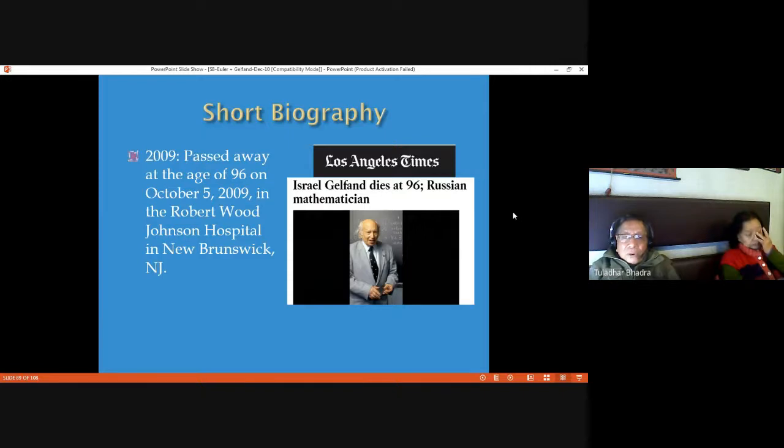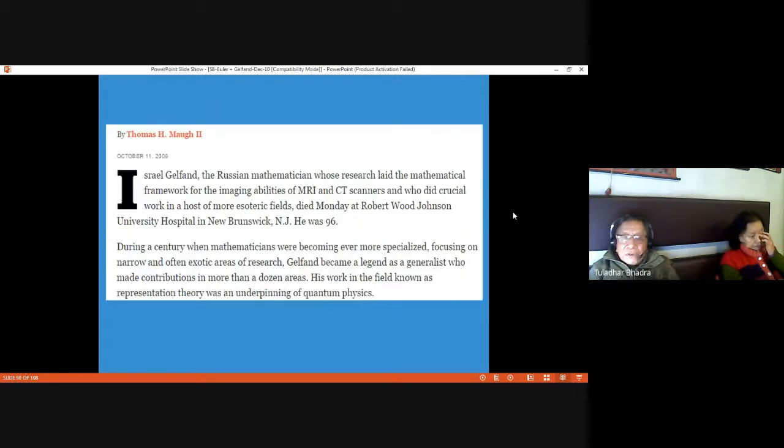So he passed away at the age of 96 on October 5, 2009, at the Robert Wood Johnson Hospital in New Brunswick, New Jersey. The Los Angeles Times reported that Israel Gelfand, the Russian mathematician whose research led to the mathematical framework for the imaging abilities of the MRI in medicine and the CT scanner, who did crucial work in more esoteric fields, died Monday at Robert Wood Johnson University Hospital, from the newspaper.